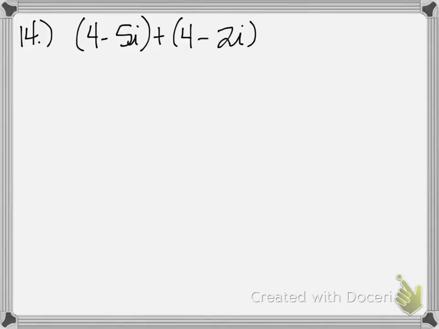Now, i, because it's a radical, follows the same rules as radicals, and we said earlier that radicals follow the same rules as variables. So combining like terms. So that's all I'm going to do here. I have 4 minus 5i plus 4 minus 2i. Combine my like terms. I've got 4 and 4, so I get 8. And then I have minus 5i and a minus 2i.